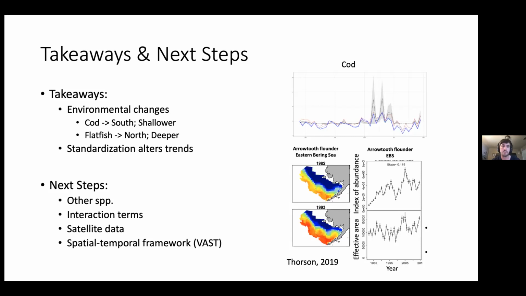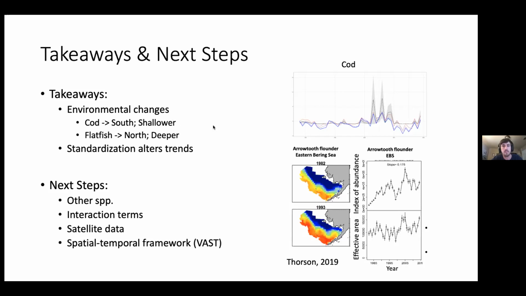And again, there's some thought this might be due to habitat preferences or changes in size, but this is something I'd like to explore further and would love some feedback on. And for our flounders and American plaice, they're shifting north and deeper, which is what a lot of the literature shows for fish in the region.